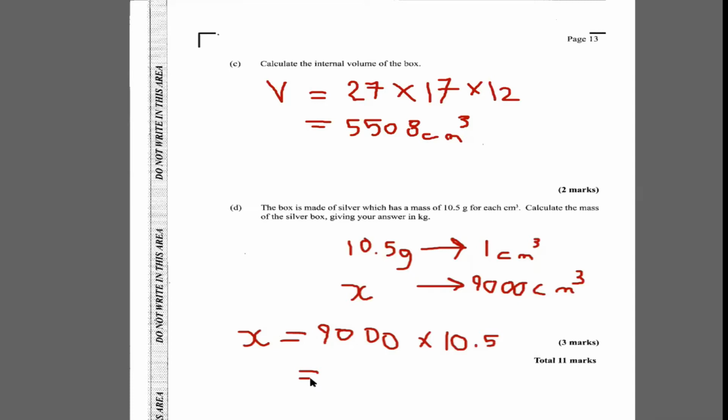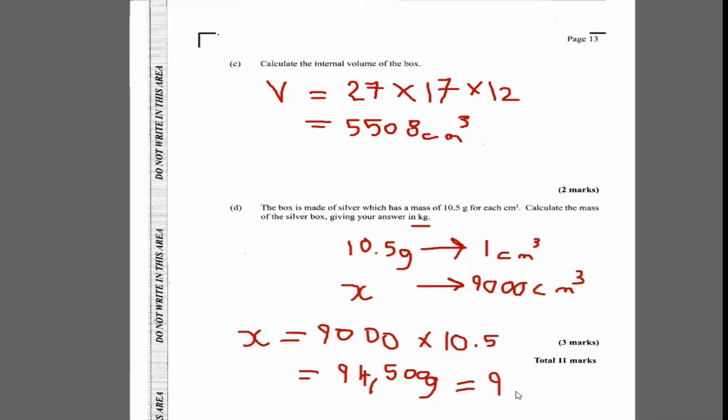And so the mass of the box is going to be 9,000 times 10.5, which is going to give us 94,500 grams. That's the mass of the box. But of course, they want the answer in kilogram, in kg. So we have to divide it by 1,000. 1,000 grams make 1 kilogram. And so it's 94,500 divided by 1,000, which is 94.5 kilogram.